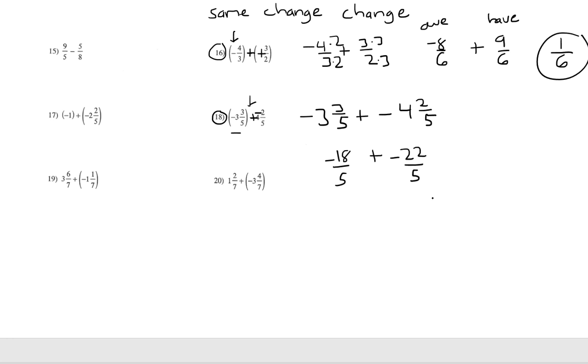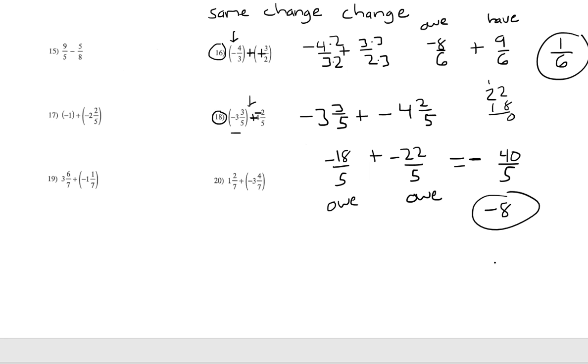Okay? And we lucked out here because these two fractions already have a common denominator. So we know our denominator is going to be 5. We know if we owe 18 and we owe another 22, our answer is going to end up being negative. We're going to end up owing. And to figure out how much, we take 18, we add it to 22, and we get 40. And 40 over 5, 40 divided by 5 is really just 8. So if you want to write this as a negative 8, that's awesome.